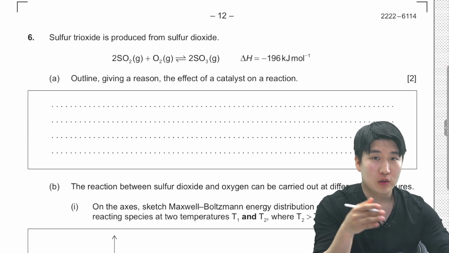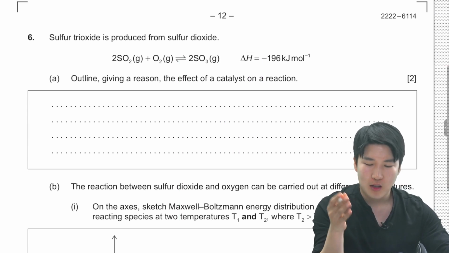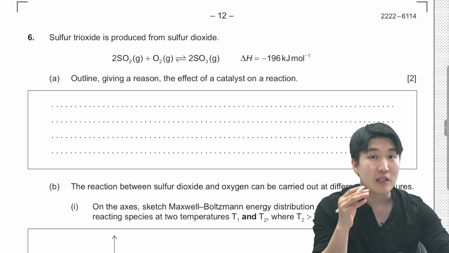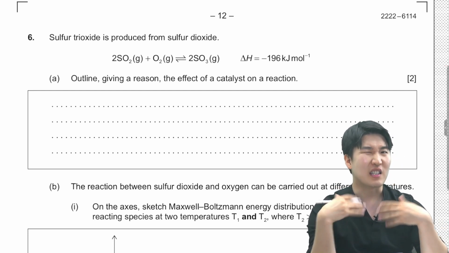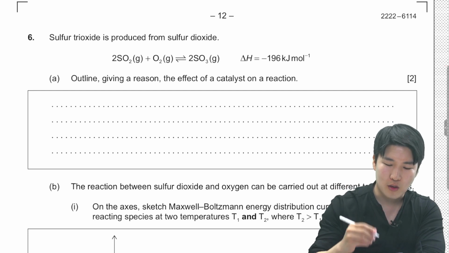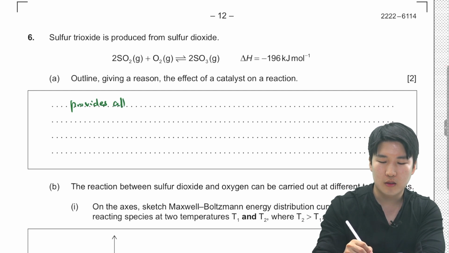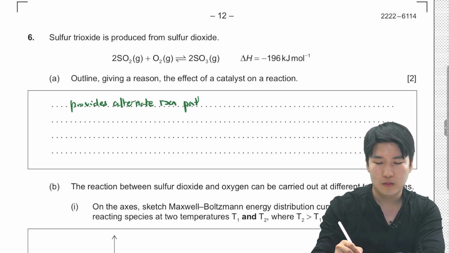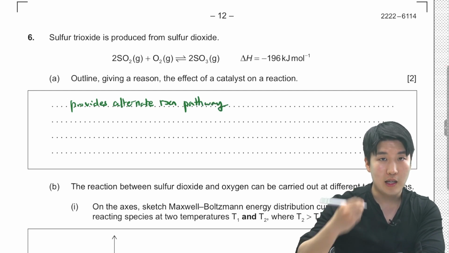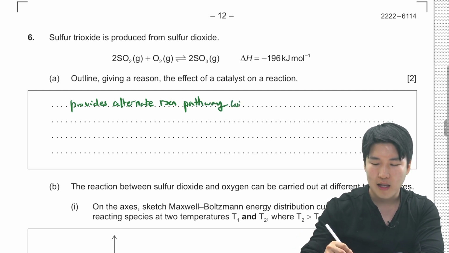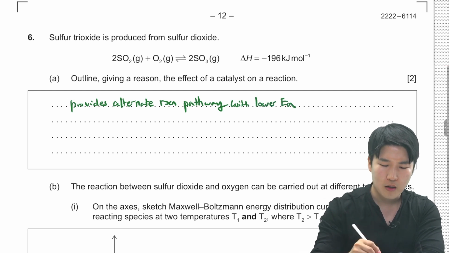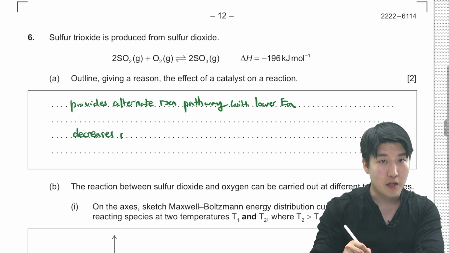Catalysts provide an alternate reaction pathway with a lower activation energy, and in doing so, the rate of reaction is increased. That's how we're going to answer the question. Provides alternate reaction pathway. And this alternate reaction pathway has lower activation energy, thereby decreases reaction rate.